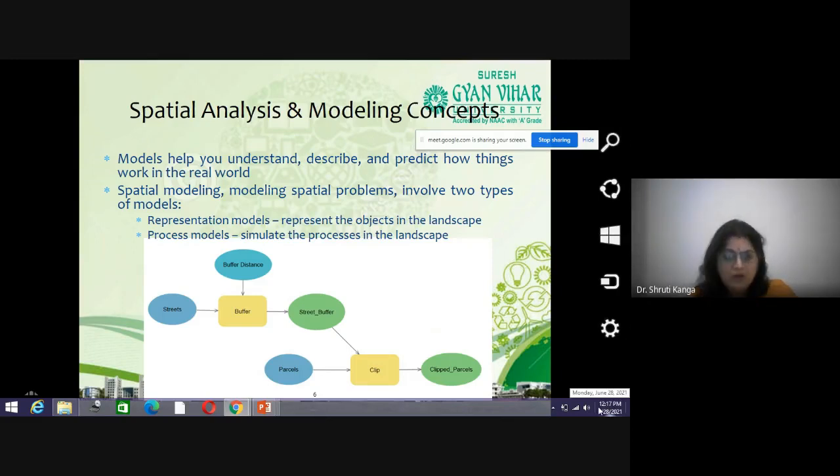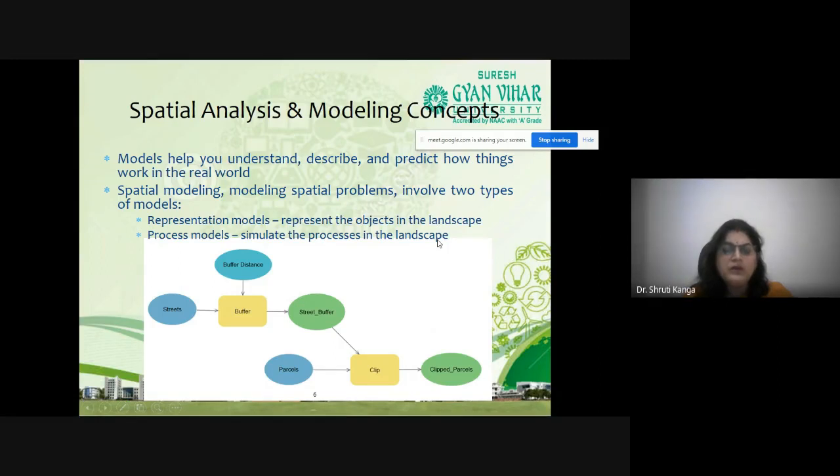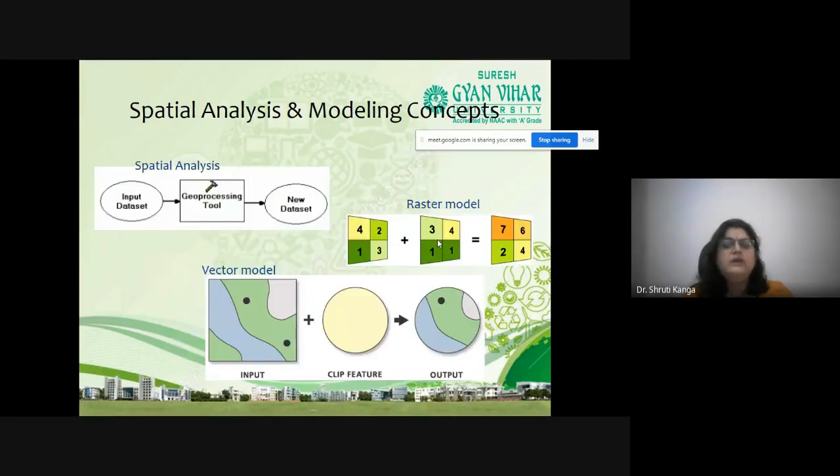Okay, so buffer distance for street, buffer streets, then clip. So what kind of model is this? Where we apply proximity analysis for a street, and after that we clip out that street buffer area. After clipping out that buffer area, we analyze what parcel of land is falling under what class, if we go for a 100 meter proximity analysis. Getting it? So this is what we can do with the help of different spatial analysis, modeling, and concepts.